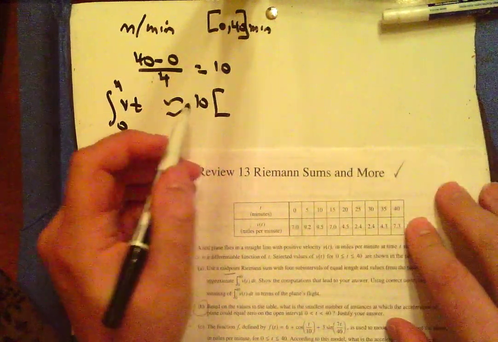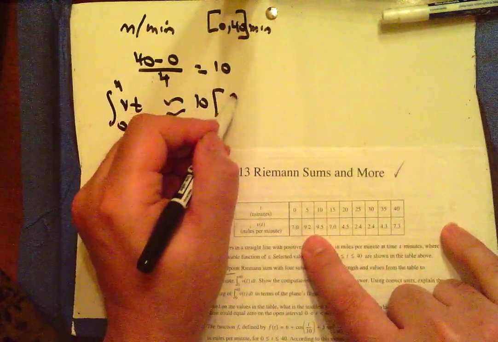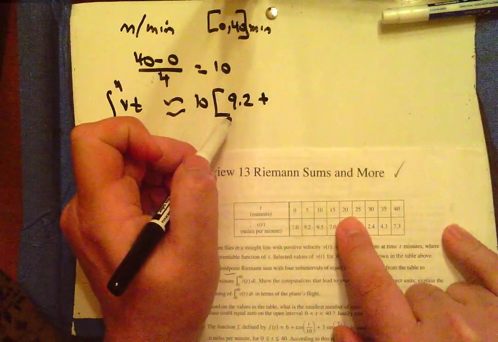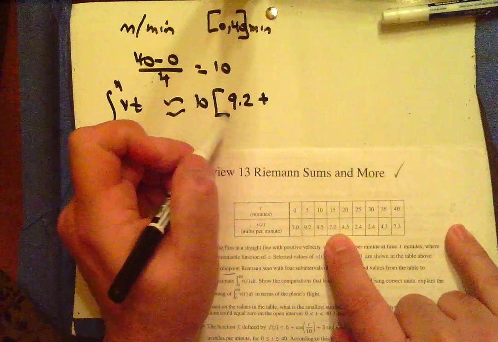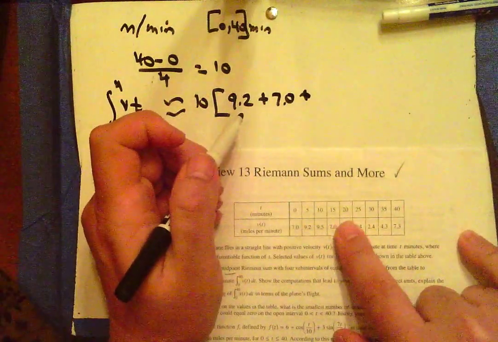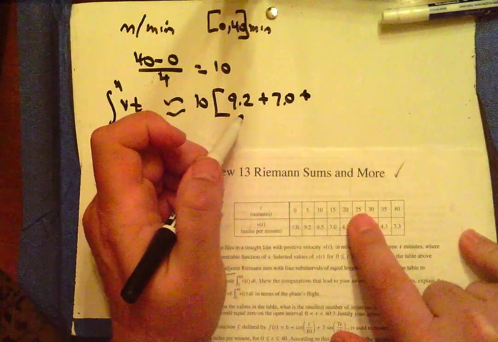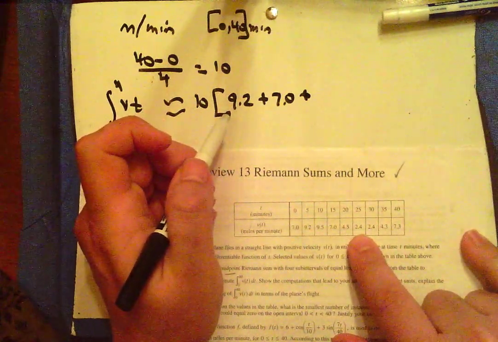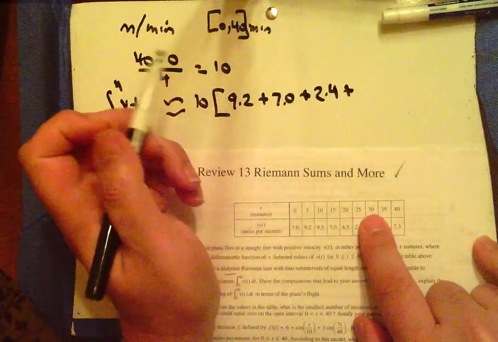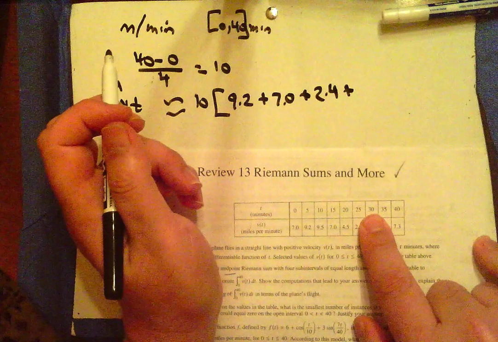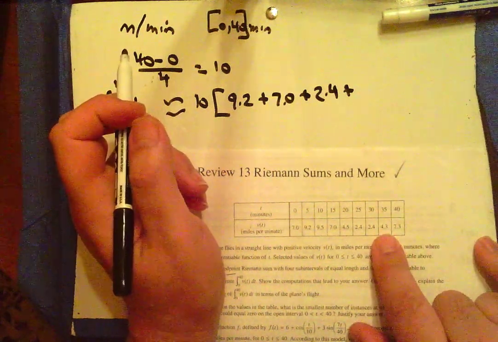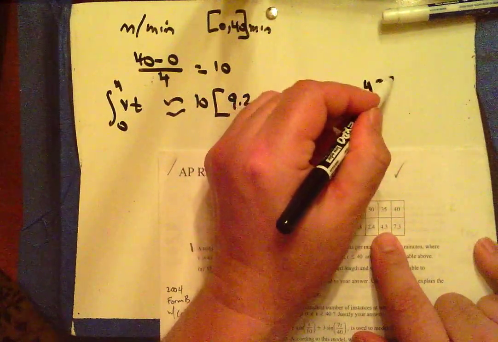to be the same for each of these, so I'm just going to add up 9.2, plus the next interval goes from 10 to 20, halfway across is 15, I use that height, plus the next interval goes from 20 to 30, I go halfway across that interval and get that height. And then finally, the last rectangle goes from 30 to 40. I go halfway across that interval and I pick up the height there, 4.3.